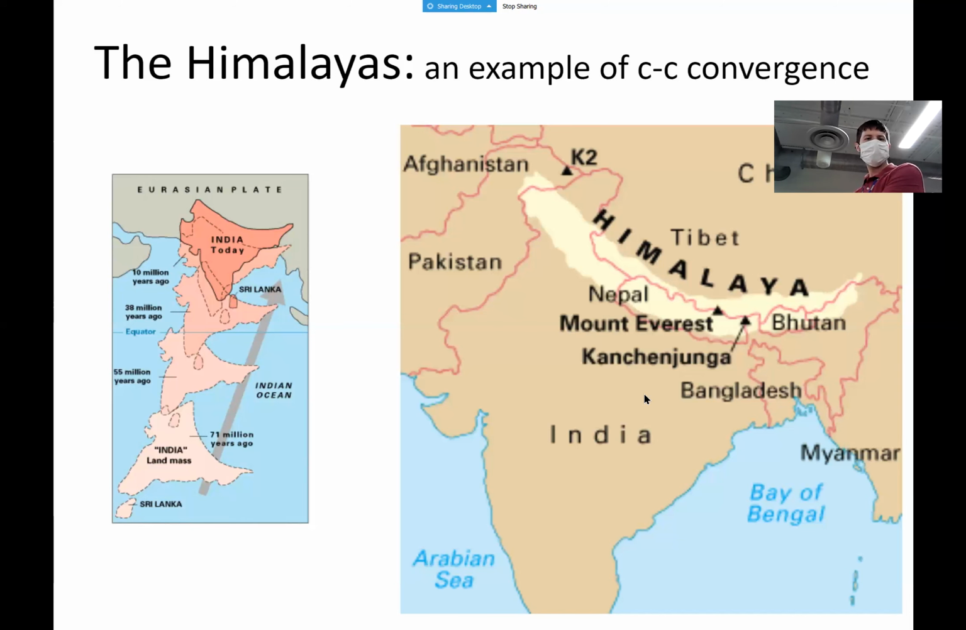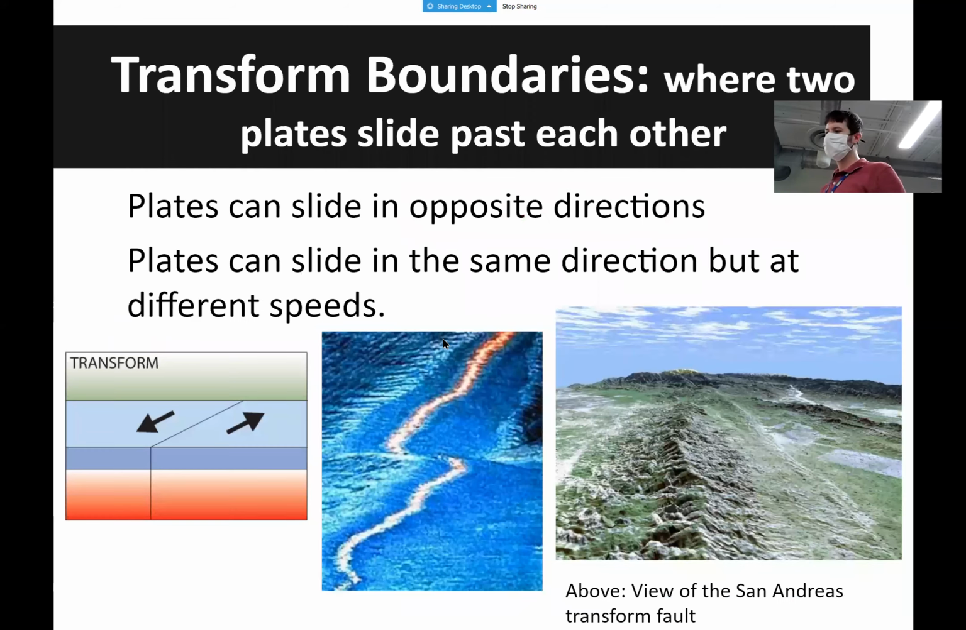Any questions about convergent boundaries? And by the way, the top of the slide says example of CC convergence. That means an example of continent-continent convergence. There's also ocean-ocean convergence. There's lots of examples. I'm not going to go over every single one of them, but there's lots of different situations that the earth can find itself in. Last kind of boundary is a transform boundary.